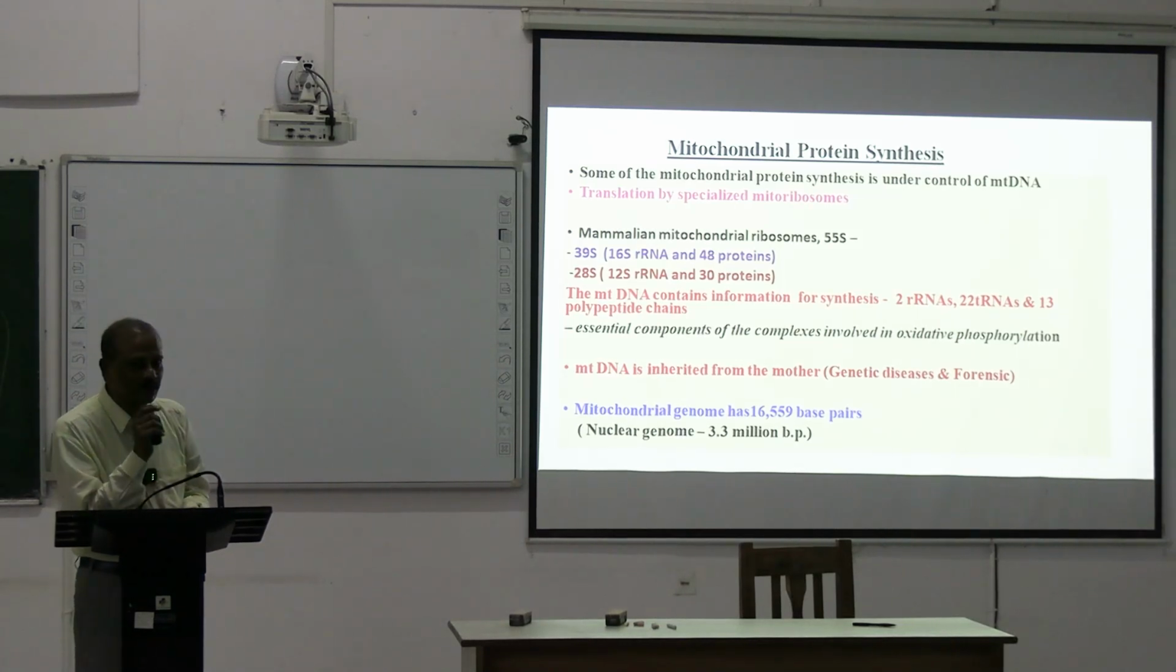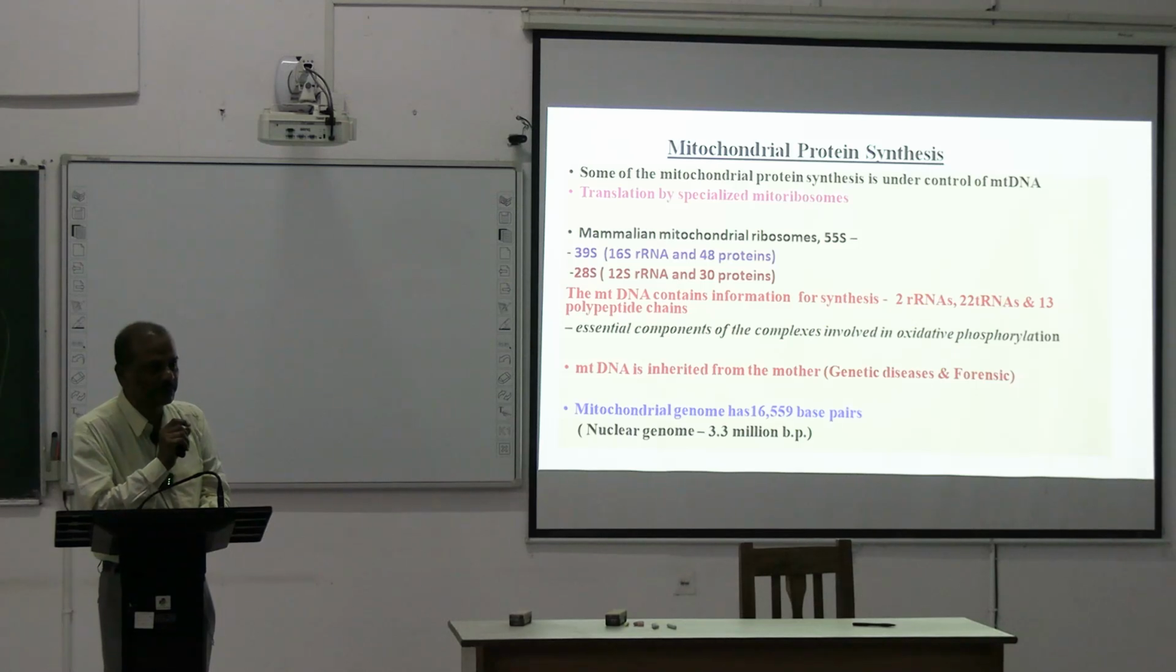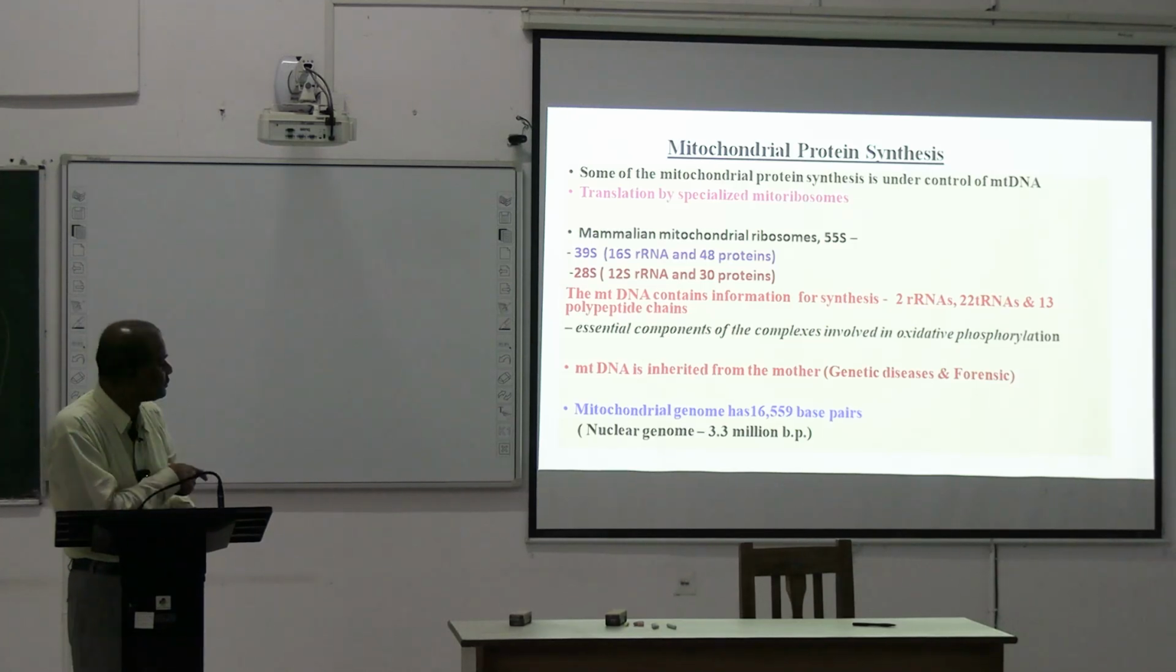And mitochondrial DNA is inherited from the mother, and I explained that this is important for genetic diseases and for the study of forensic medicine. The mitochondrial genome has 16,559 base pairs, in contrast to the human genome, which has 3.2 to 3.3 billion base pairs.